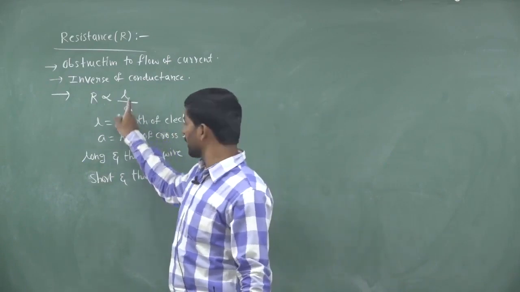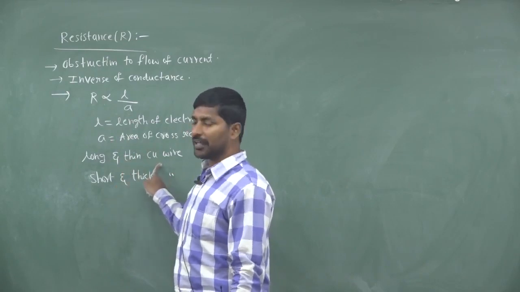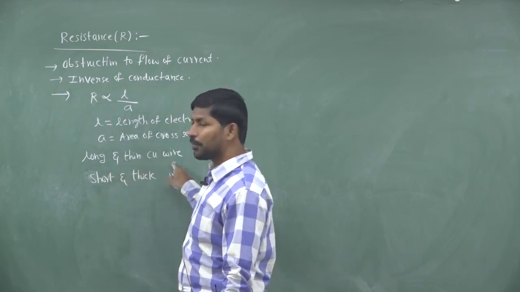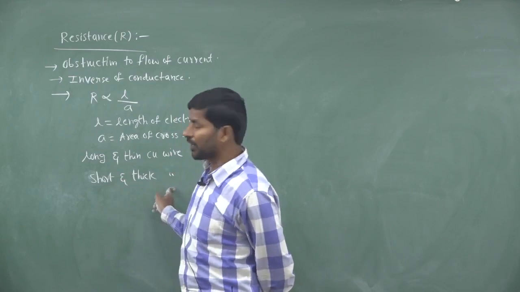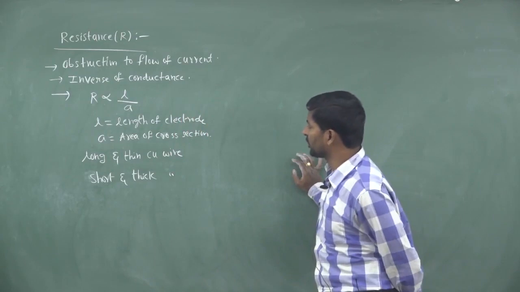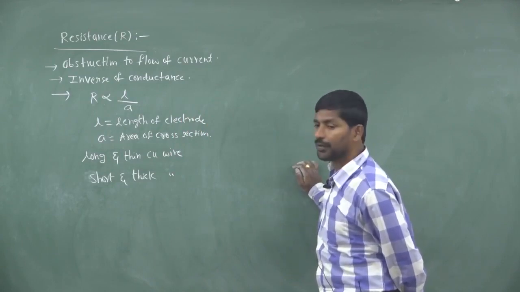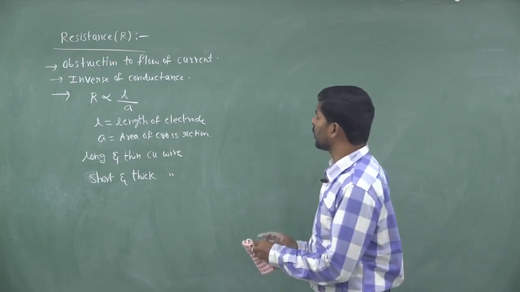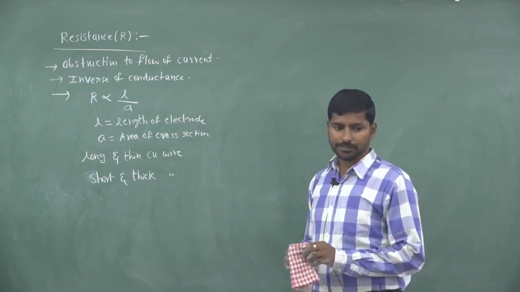As the length of the electrode increases, resistance increases. As for the thin copper wire we are taking, the area of cross section is low, so resistance is high. Therefore a long and thin copper wire possesses high resistance compared to a short and thick copper wire.